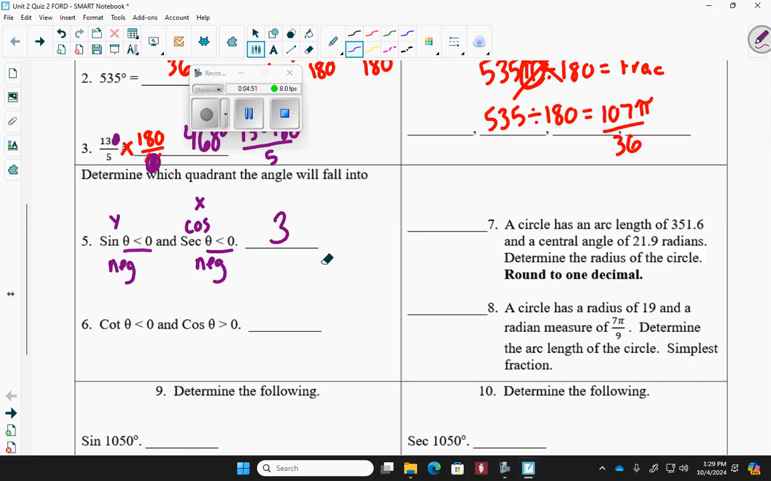Now, cotangent is x over y, and it says here that it is negative. It also says cosine is positive, so that's a positive x that we're dealing with. However, our y will have to be negative because a positive divided by a negative will give me a negative. So that will be quadrant 4.